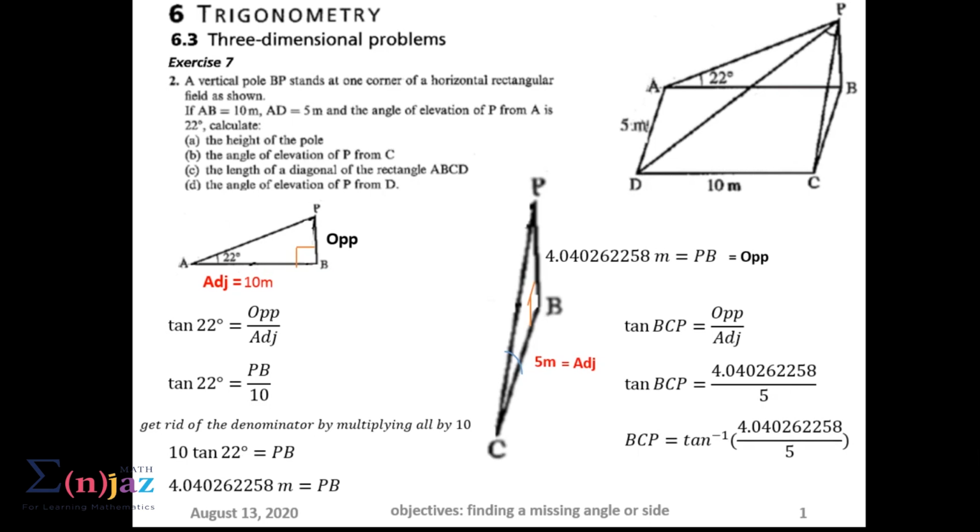and then you write as a numerator 4.04. Use the arrow on the calculator to bring it down, and then write the 5. Get out of the fraction and don't forget to put the closing bracket, and then you press enter. So you use the calculator to calculate the tan inverse, and BCP is going to be equal to 38.94002938 degrees.